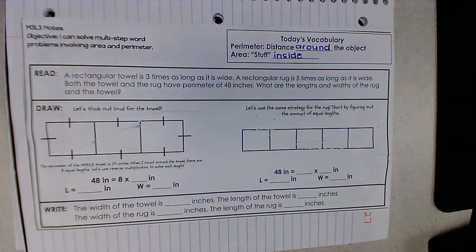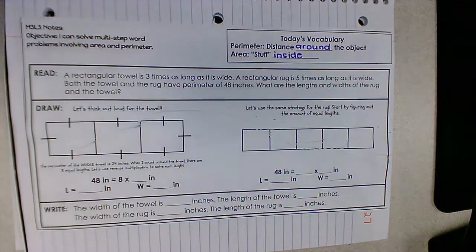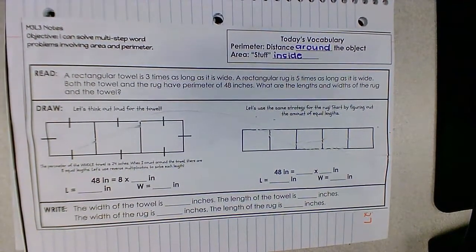A rectangular towel is 3 times as long as it is wide. A rectangular rug is 5 times as long as it is wide. Both the towel and the rug have a perimeter of 48 inches. What are the lengths and the widths of the rug and the towel?